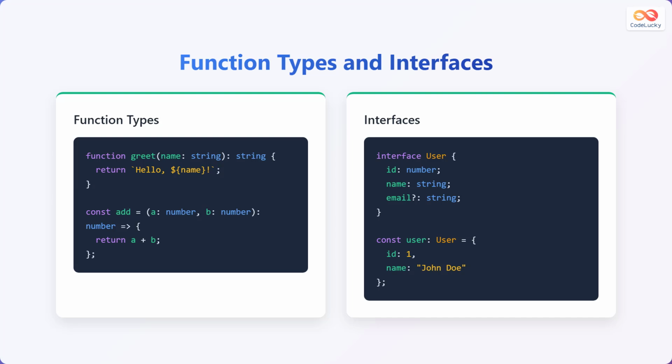TypeScript allows you to define function types, specifying the types of parameters and return values. For example, function greet(name: string): string, return `Hello, ${name}`. You can also define interfaces to describe the structure of objects. Interface User { id: number; name: string; email: string }. Then you can use this interface for objects like const user: User = { id: 1, name: "John Doe" }.